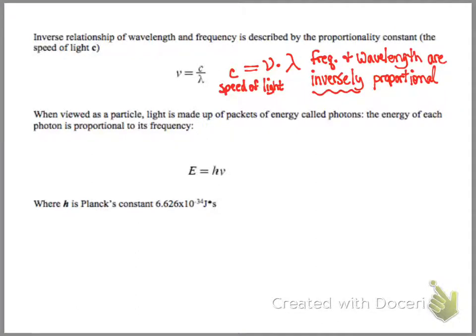When you look at light as a particle, you can calculate the energy of one photon of this light, and it's equal to h, which is Planck's constant, times its frequency. So as the frequency increases, the energy of light increases. So frequency is a good way to talk about the energy of light.